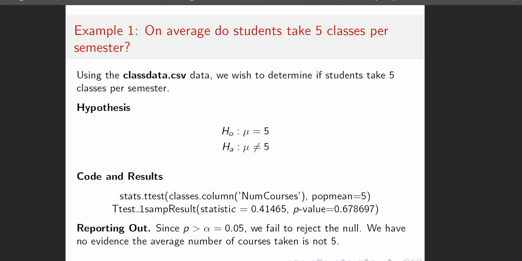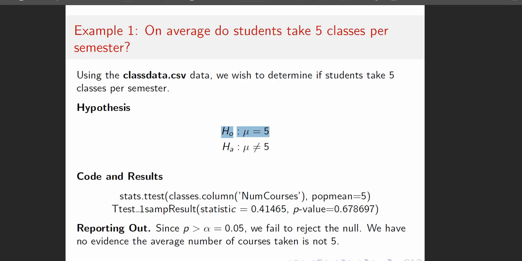So what does all this mean? Our real-world conclusion is that the p-value is bigger than 0.05. And because it's bigger than 0.05, our statistical conclusion is that we fail to reject the null. In other words, we have no evidence that the null is false. The null is that students take 5 classes per semester, and we have no evidence that that's incorrect.